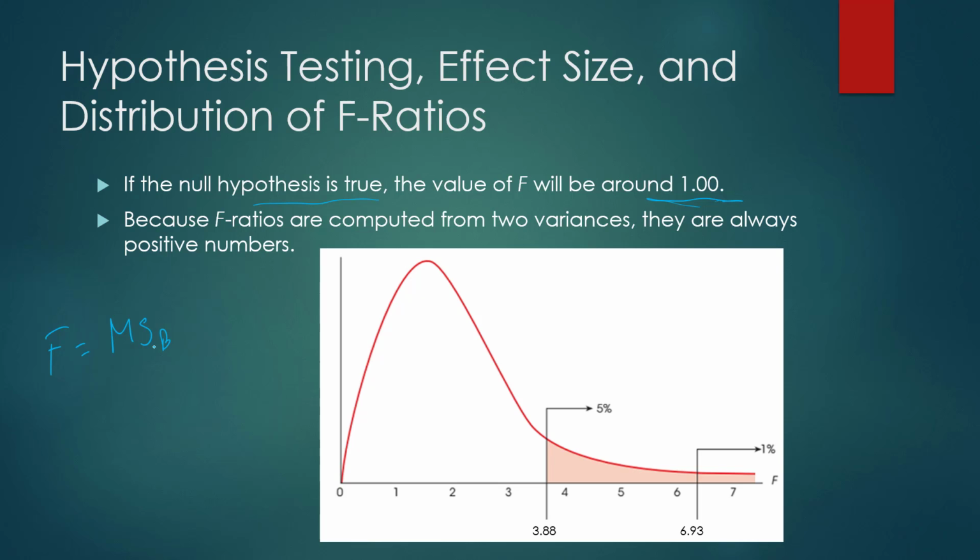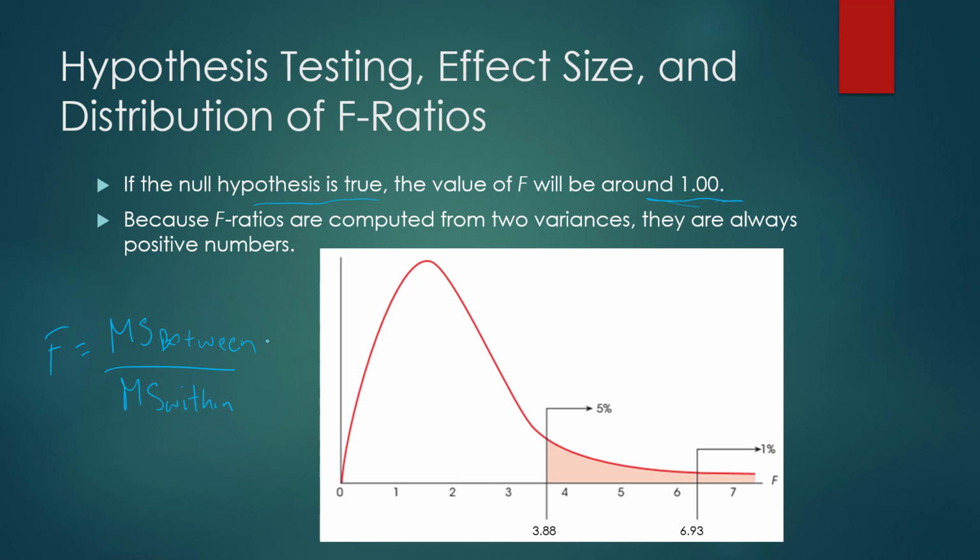Mean squared between, so our variance between subjects over our mean squared within, our variance within subjects. And we said that this numerator is any effect that we have from the treatment plus any error from other components like just random chance, individual differences, and the denominator is just what we would expect based on chance and error. So that's the variance in the denominator.